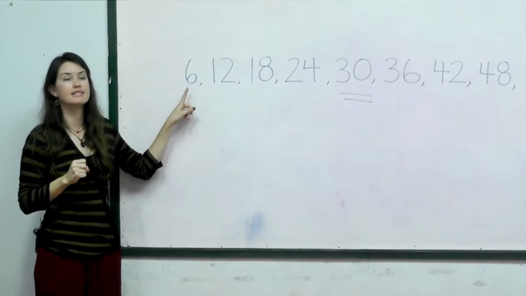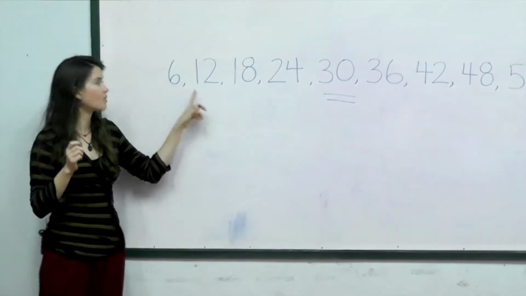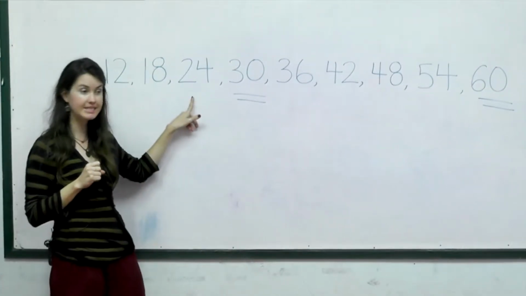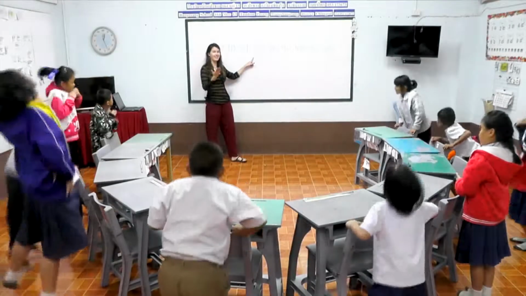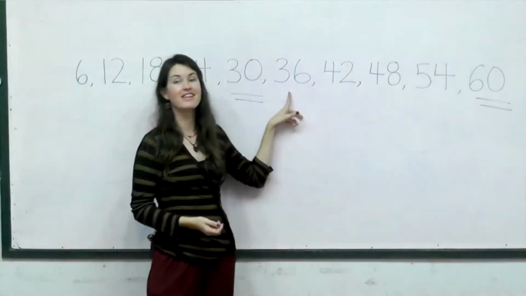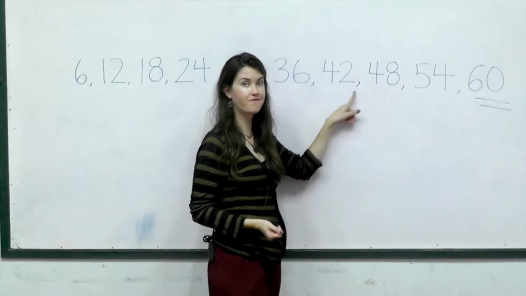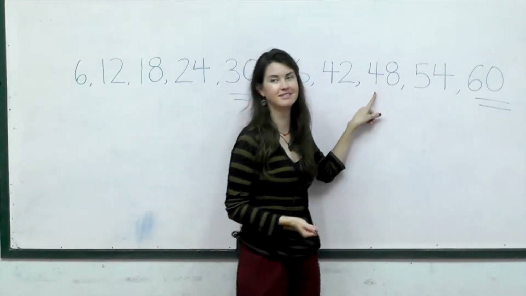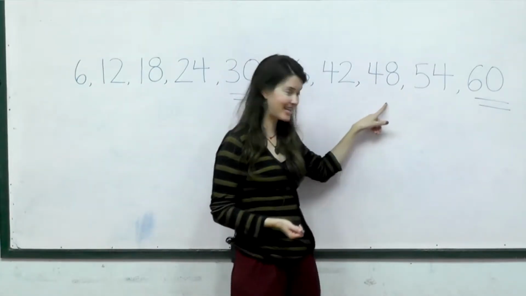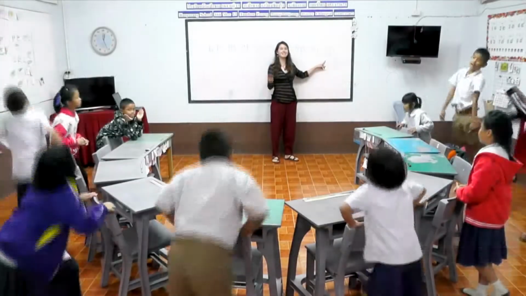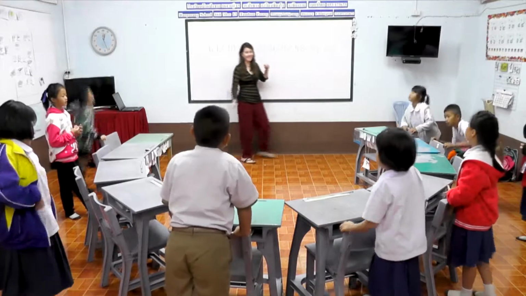Here we go. 6, 12, 18, 24, 30, 36, 42, 48, 54, 60. Good. Let's do it again.